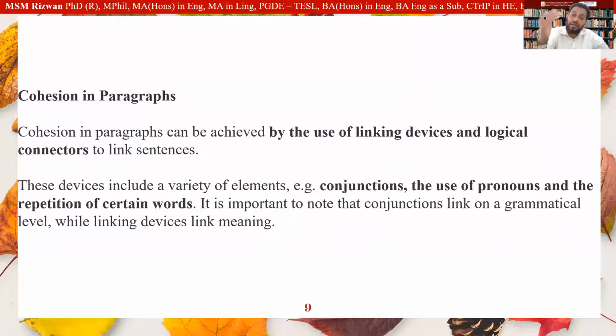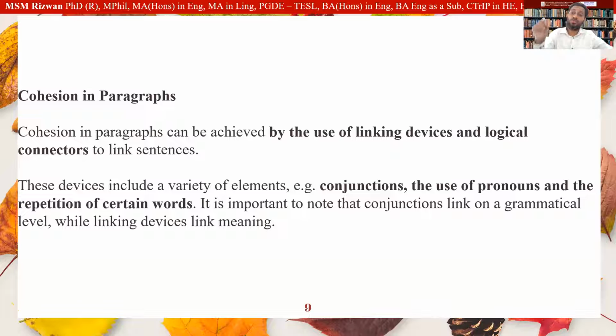You are expected to write paras and paras in order to meet the length required in your entrance examinations. Cohesion in paragraphs can be achieved by the use of linking devices and logical connectors. So, dear students, the main thing is, in order to achieve cohesion in paragraphs, the optimum use of linking devices and logical connectors is very important.